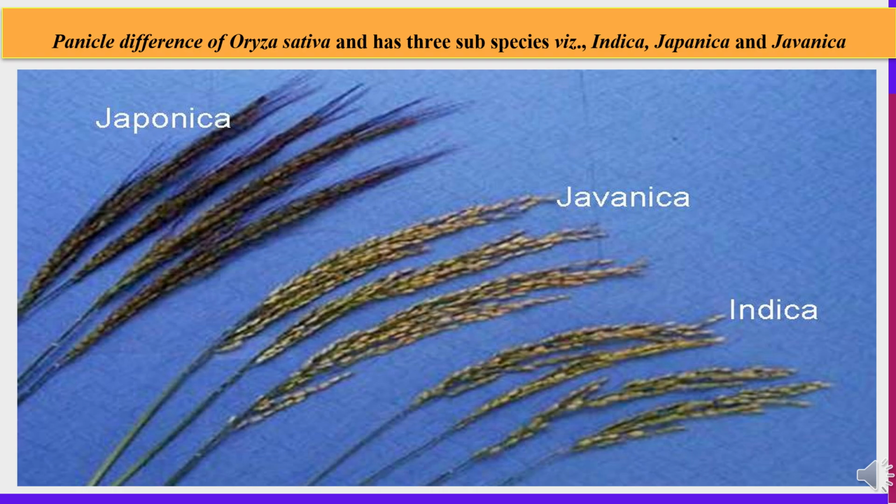The panicle differences among the 3 subspecies of Oryza sativa are: Indica, long, open, and drooping panicles with grains loosely arranged. Japonica, compact panicles with short branches, grains are closely packed. Javanica, large, open panicles with thick branches, grains are bold and bigger.